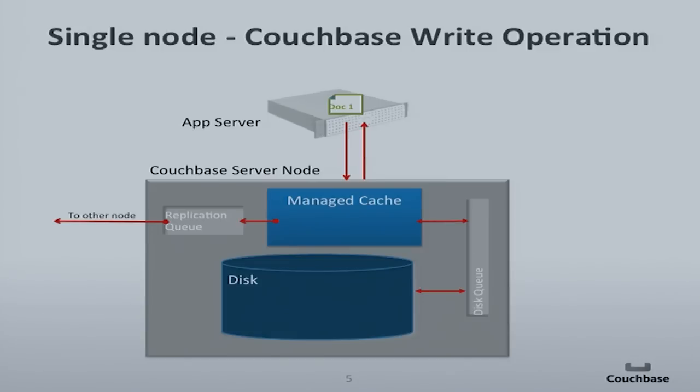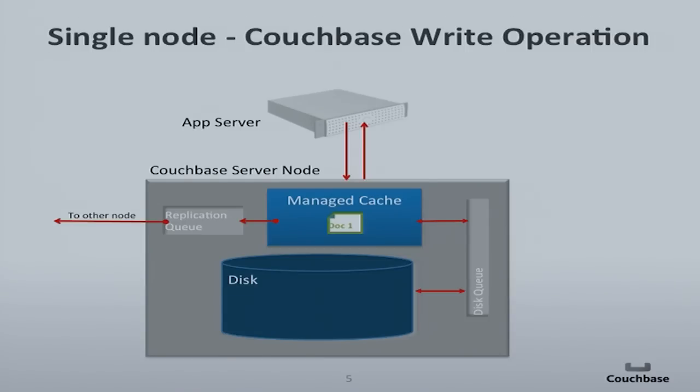So what happens if we want to store a document inside the database? Let's say we have an application server like Tomcat, and we want to store a document. So we use a set command, for example, and what happens then is the document directly goes to the managed cache. You can think of it as a memcached on steroids, kind of. So it's really, really fast, it's really, really powerful. Couchbase manages the cache level for you, and it will store it in the cache.